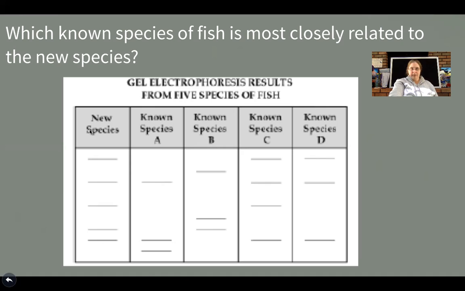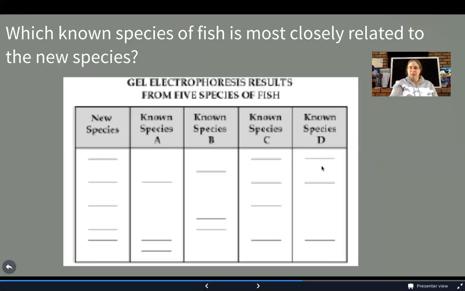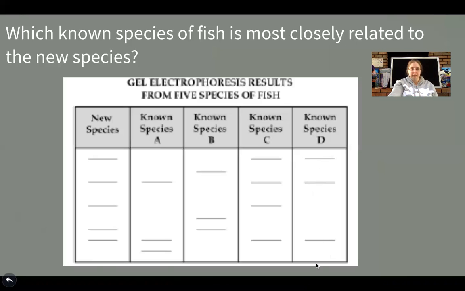So out of the 5 lines, the 5 DNA sections that we see in the new species, 4 of them are exactly the same in the known species C. That means this new species is most closely related to whatever species C is. They have a lot in common. The next one would be D. So D would be the next closest relative. It has 3 lines in common. Then A, which has 2 lines in common, and the one that it is least related to, meaning it has a very far common ancestor with it, is B. There's only 1 line in common, so 1 section of DNA in common.